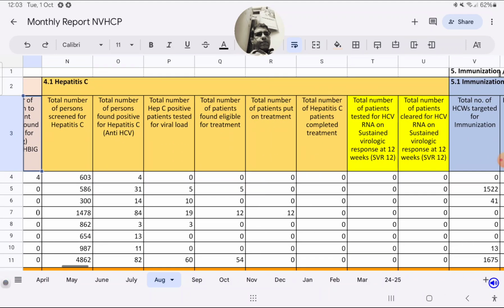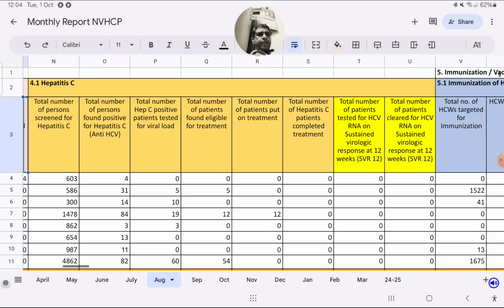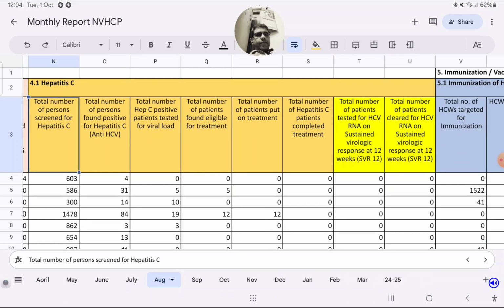Now moving on to the next section, 4.1 hepatitis C section. Here the first column is number of persons screened for hepatitis C. So general persons including all categories: general people, high risk group, breach population, all as a whole, how many have been screened for hepatitis C. Then out of those screened, how many have been found positive. Next one is total number of persons found positive for hepatitis C.